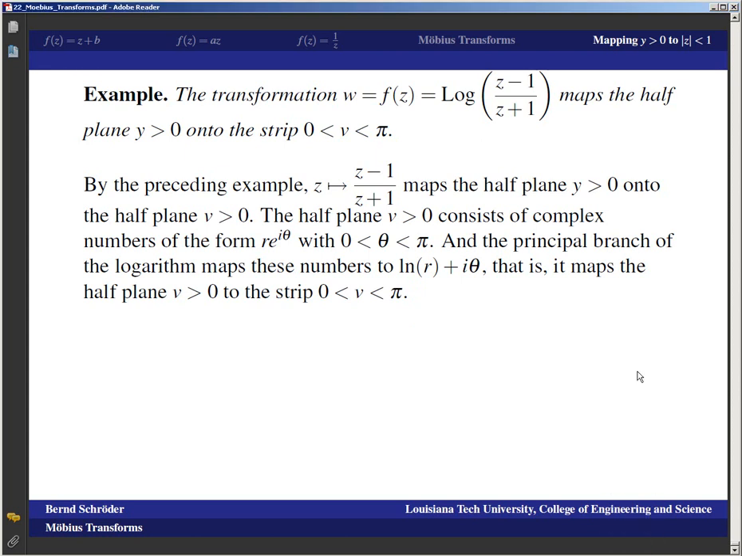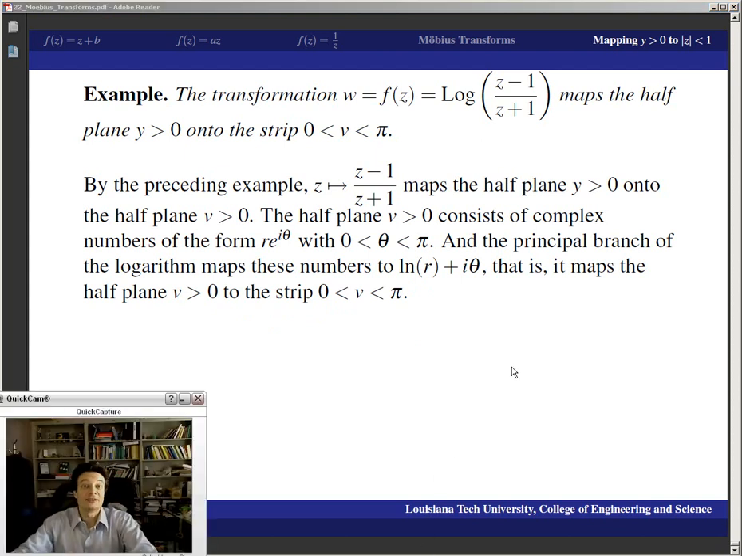Sorry, I misspoke. This presentation has been going on long enough, so let's finish it out. Of course, the logarithm is not just positive. The logarithm takes on any value between negative infinity and infinity for r going from 0 to infinity, which it does. And so that means that this really maps the half plane onto the whole strip 0 smaller v smaller pi. Alright, well, it has just been proved that I do need a break.